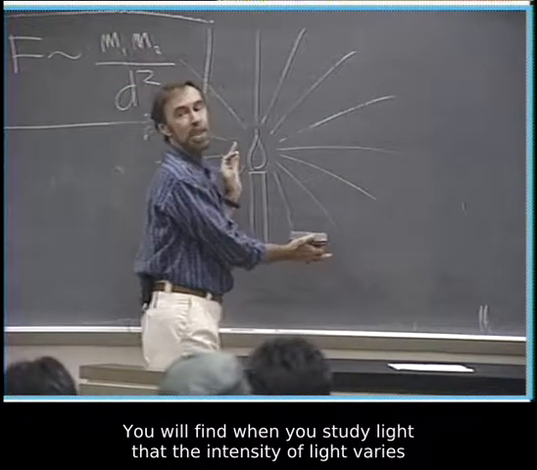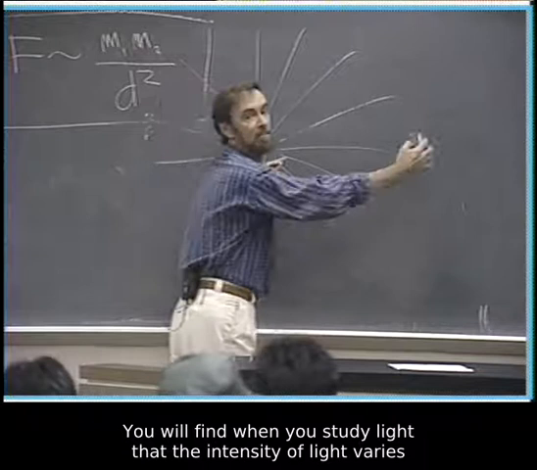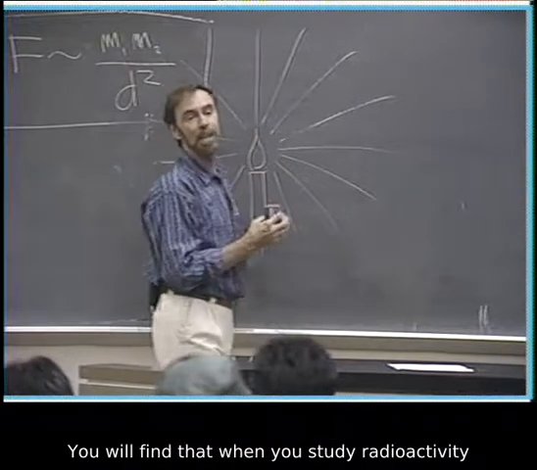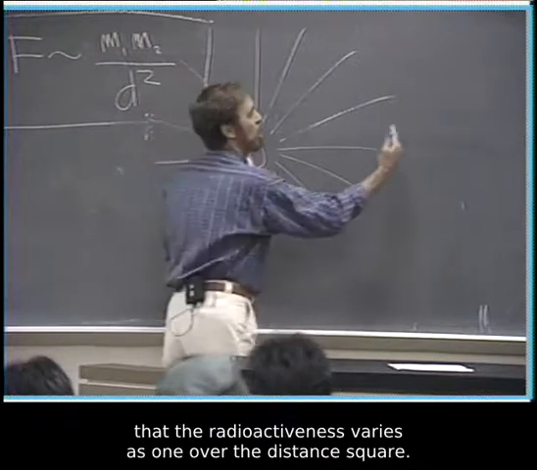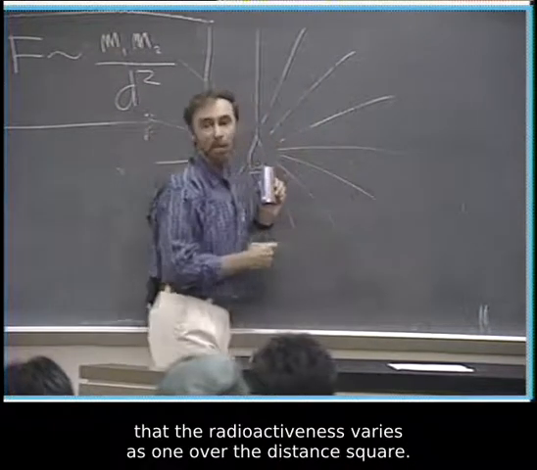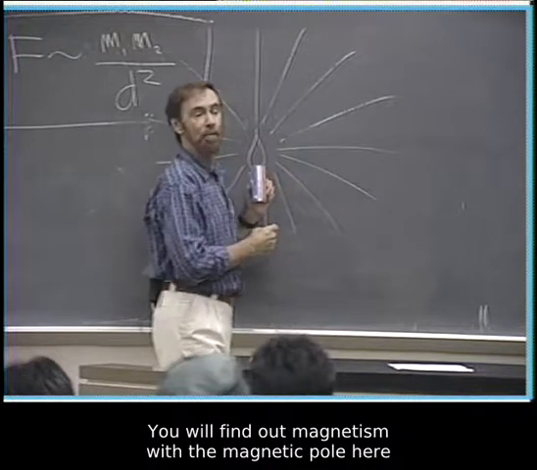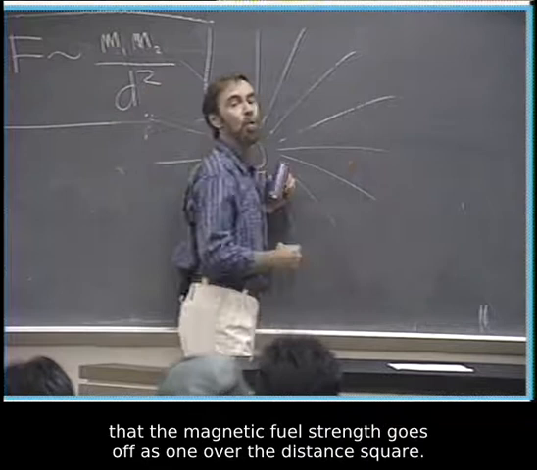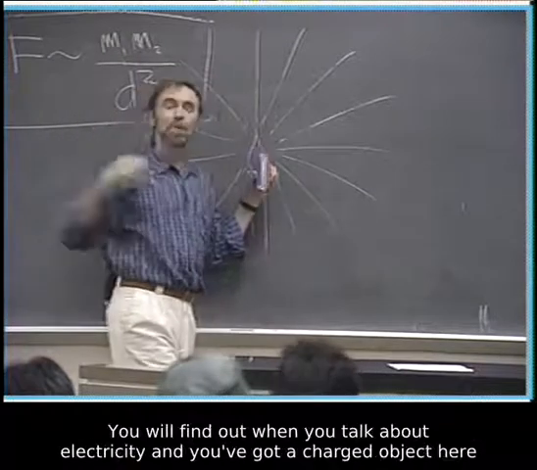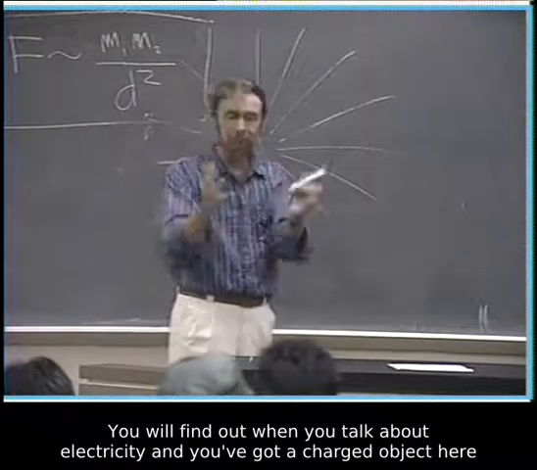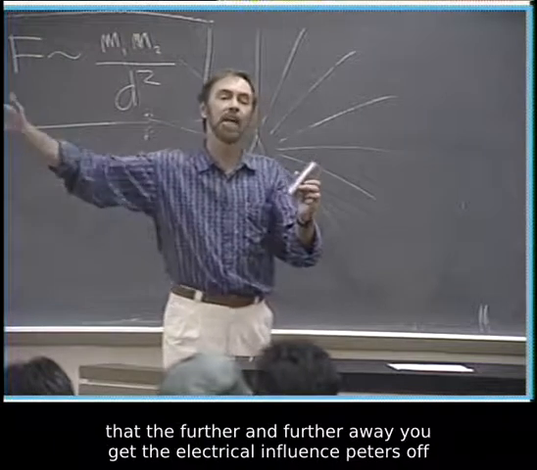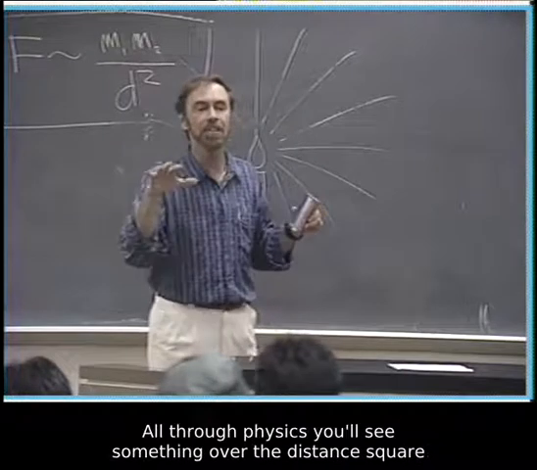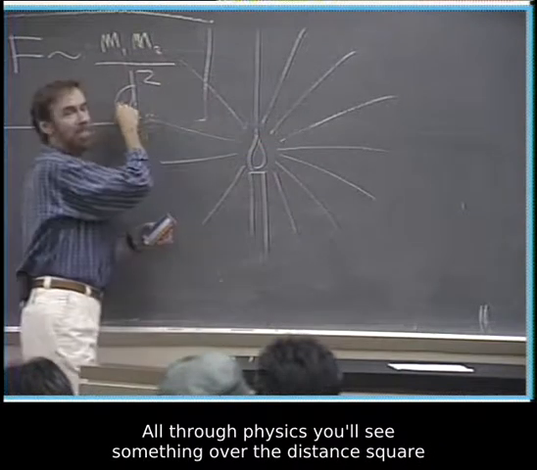You will find when you study light that the intensity of light varies as the inverse square of distance. You will find when you study radioactivity that the radioactiveness varies as 1 over the distance square. You will find out in magnetism, with a magnetic pole here, that the magnetic field strength goes off as 1 over the distance square. You will find out when you talk about electricity, and you've got a charged object here, that the further and further away you get, the electrical influence peters off as 1 over the distance square. All through physics, you'll see something over the distance square.